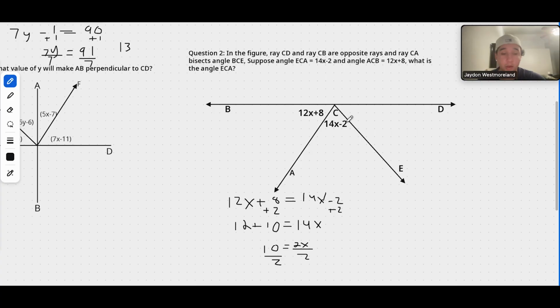So I'm going to plug 5 back into this equation. So now I have 14 times 5 minus 2. Again, I chose this equation because it's angle ECA. The way that you read angles is the middle one is always going to be the vertex of the angle. So in this case, ECA happens like that. Now 14 times 5. 5 times 4 is 20. 10 times 5 is 50. 20 plus 50 is 70. Minus 2, this is 68. So in other words, the answer is 68 degrees.